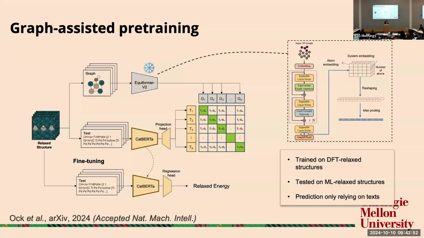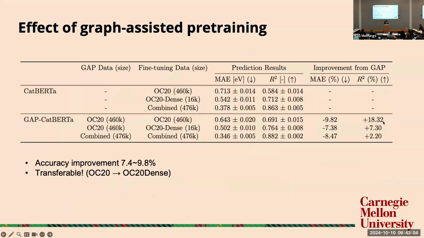The Equiformer architecture is here. It has graph attention, and then what we need to do is just use a max pooling layer. We see a very good effect on the OC20 datasets. For Cat-Berta, the MAE for the 460K dataset is 0.713, and we reduce it, with a roughly 7 to 10% enhancement in all the categories that we did.